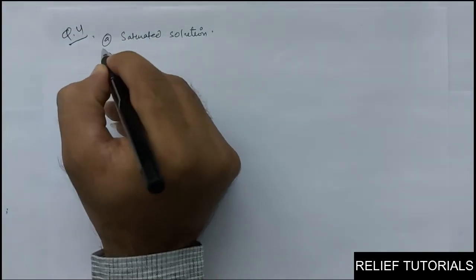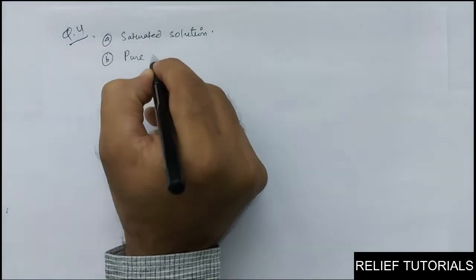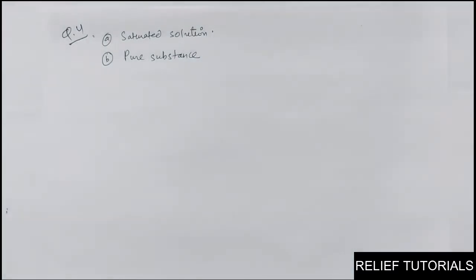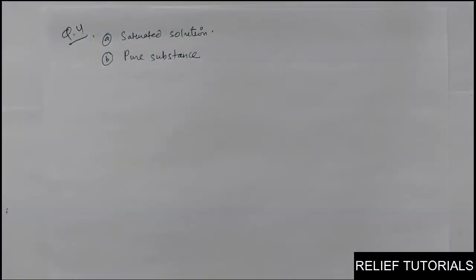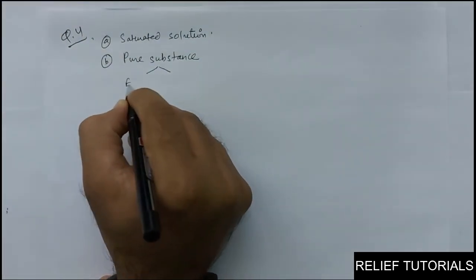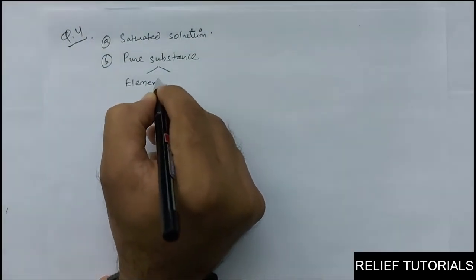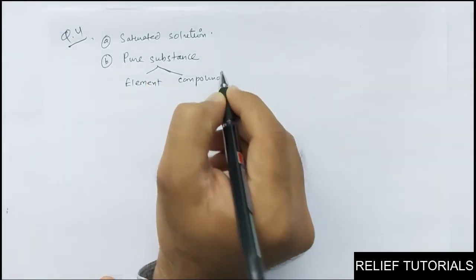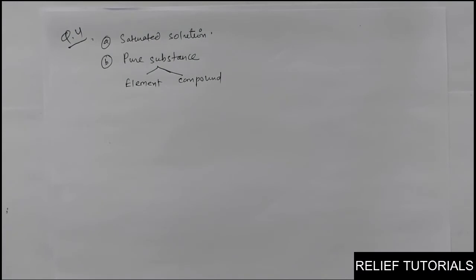Another word is pure substance. In the last lecture we have discussed this. Pure substance means the substance which is made up of only one type of molecules. So based on that we have described that a pure substance may be either an element or a compound. All the mixtures are impure substances.